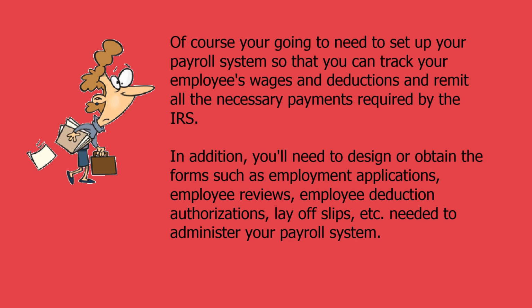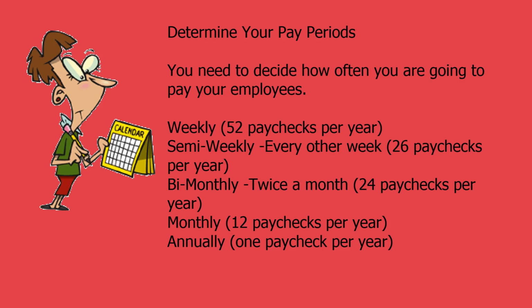Determine your pay periods. You need to decide how often you are going to pay your employees. Weekly, 52 paychecks per year. Semi-weekly, every other week, 26 paychecks per year. Bi-monthly, twice a month, 24 paychecks per year. Monthly, 12 paychecks per year. Annually, 1 paycheck per year.